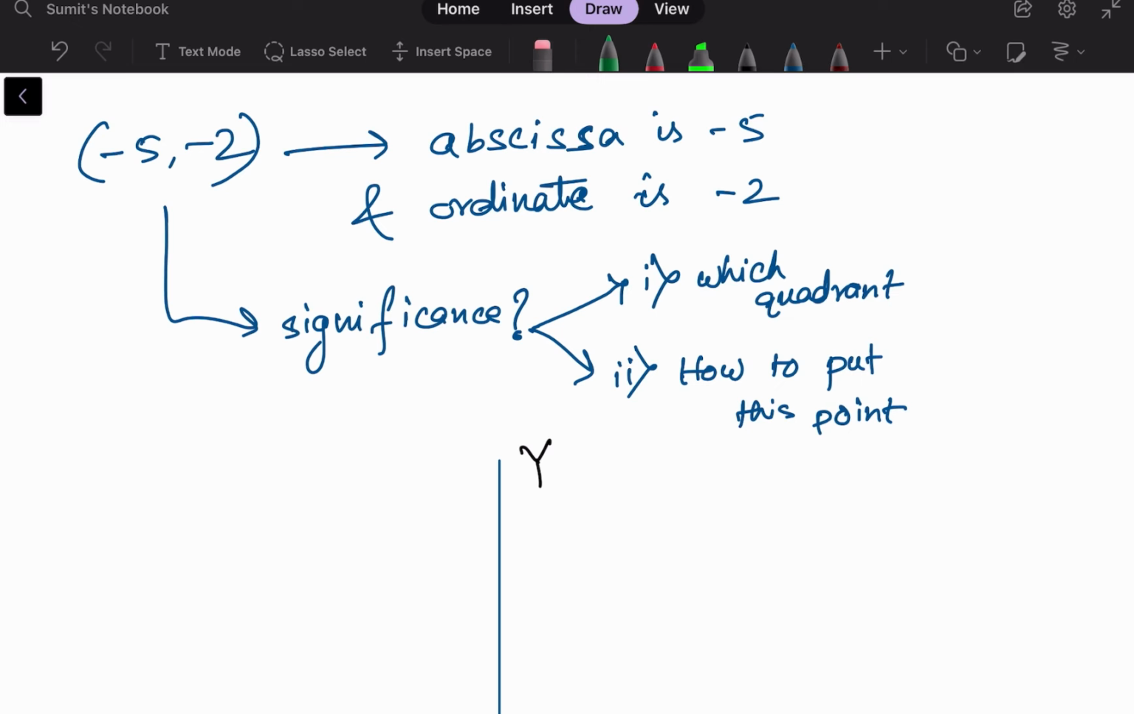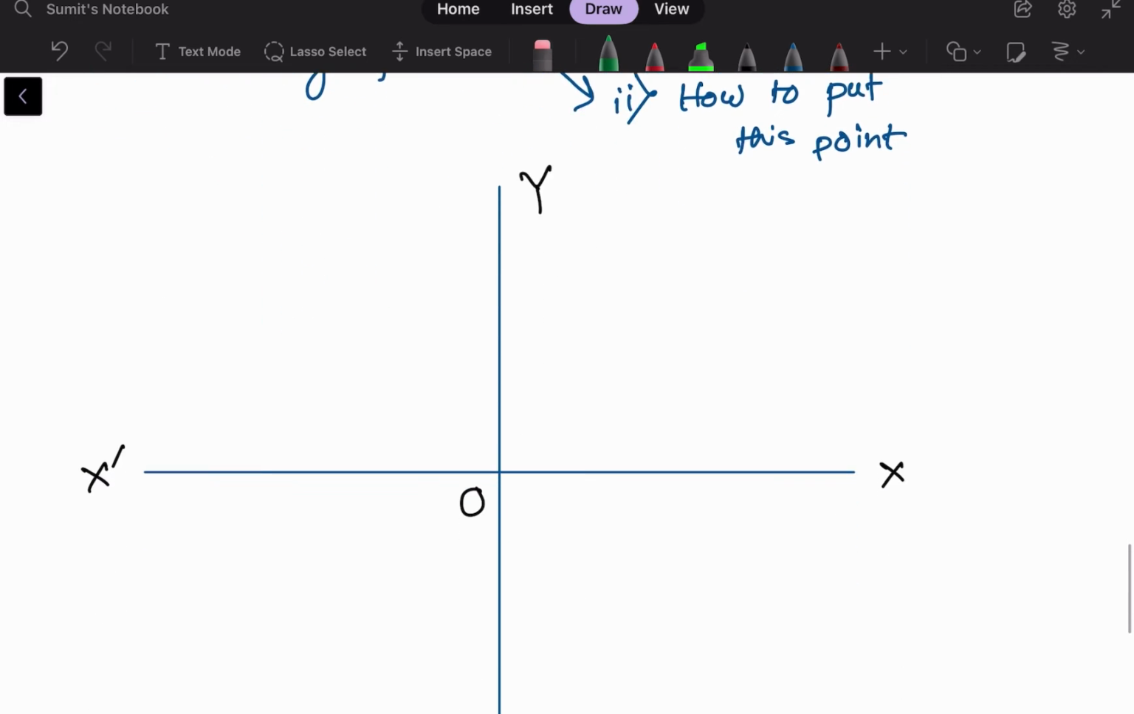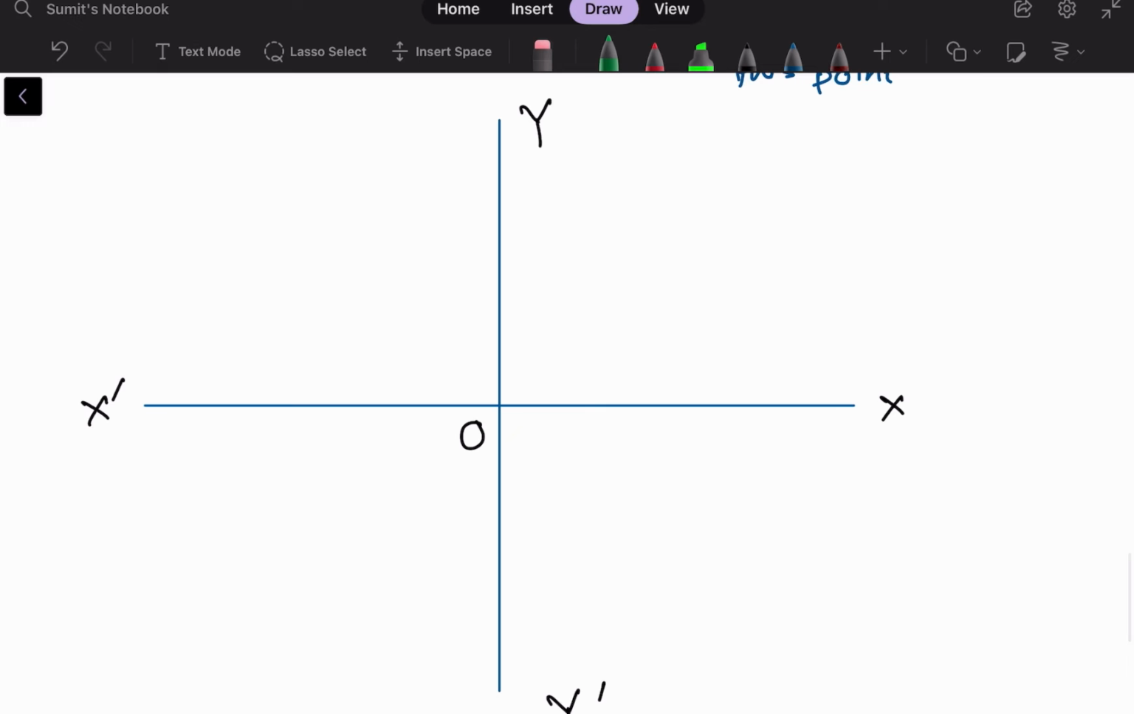Now see, the question is how to plot, and in which quadrant the point will lie. To understand this, listen very carefully. Suppose it is a page. In the page I have drawn two axes, the x axis and the y axis. Observe carefully. These two axes divide my page into 4 equal segments. Because of these 4 equal segments, we call them quadrants.